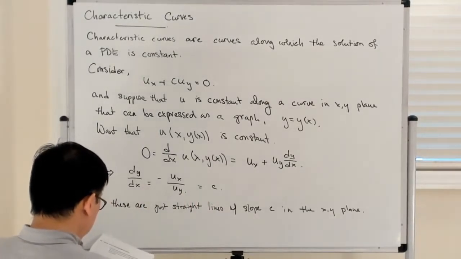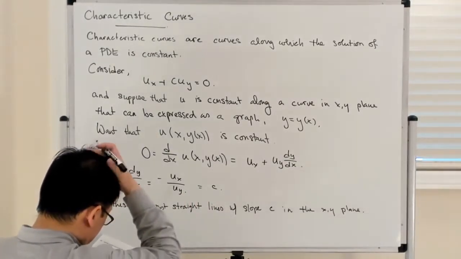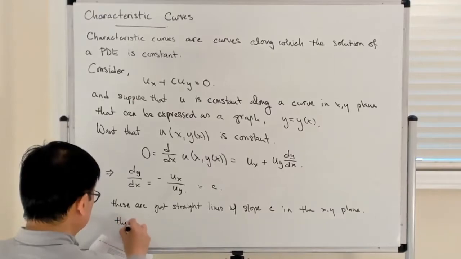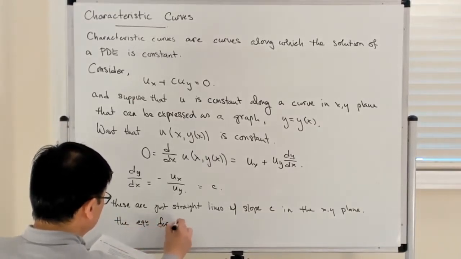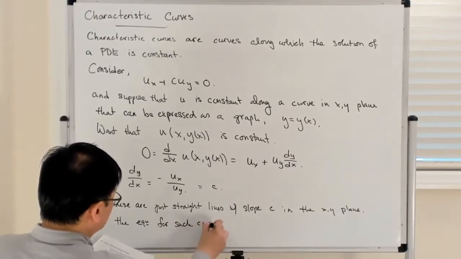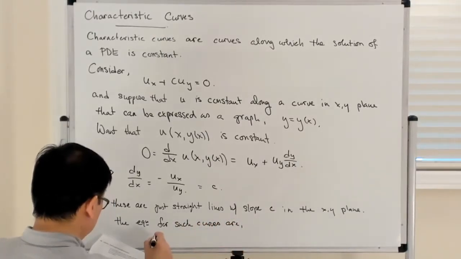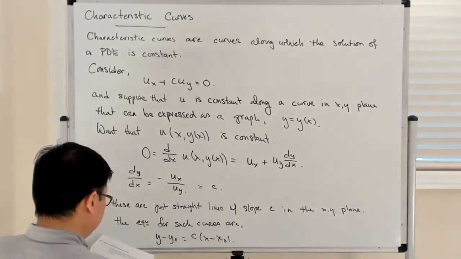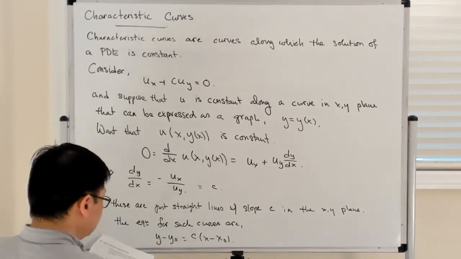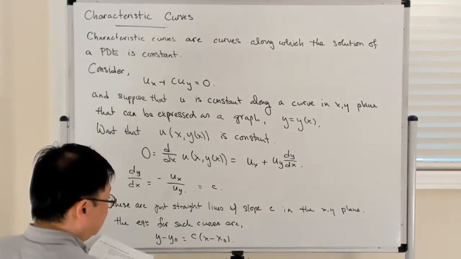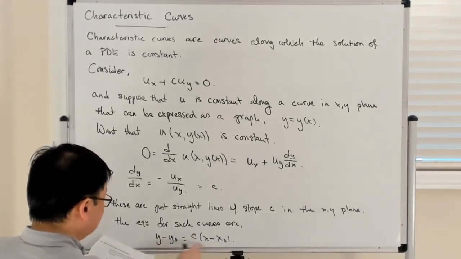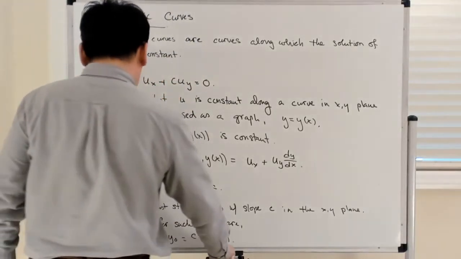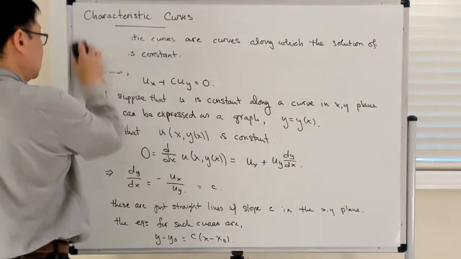So you can write the equation for such curves as follows: y minus y0 is equal to c times (x minus x0). If you have an initial point (x0, y0) on that curve and you want to find a line with slope c which goes through that point, this is the defining equation for that. So you might ask, what's the purpose of such characteristic curves? What does it buy you?